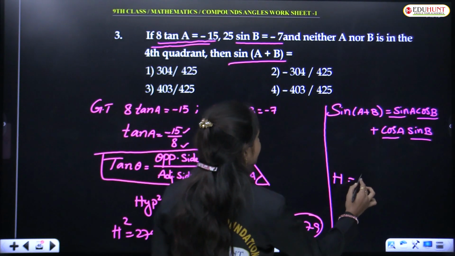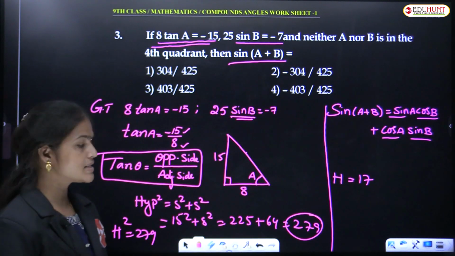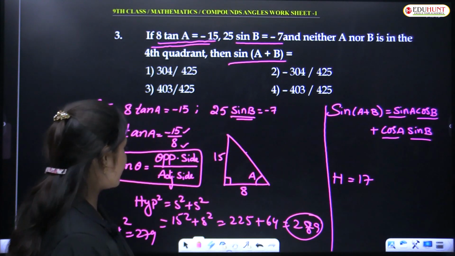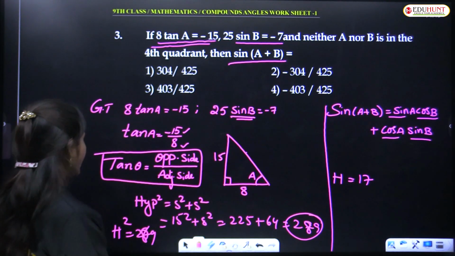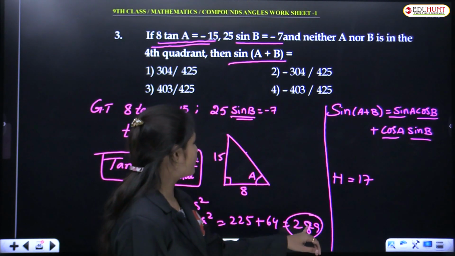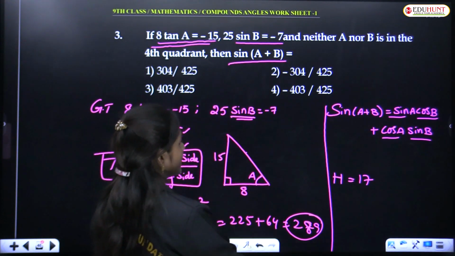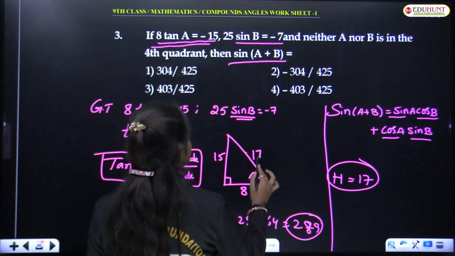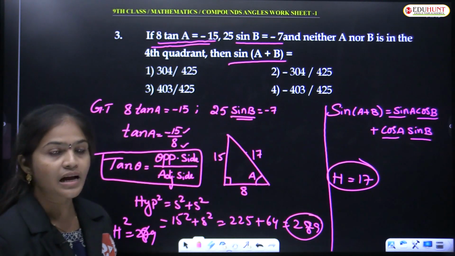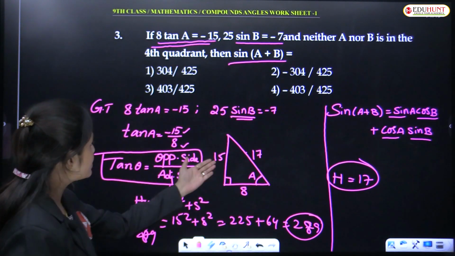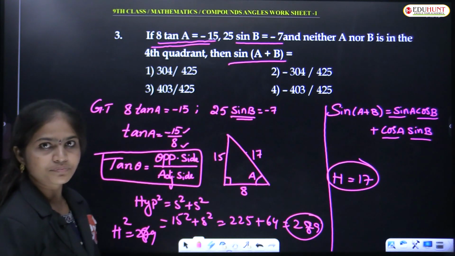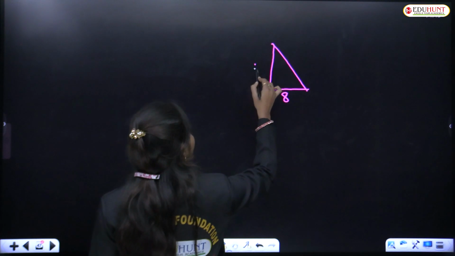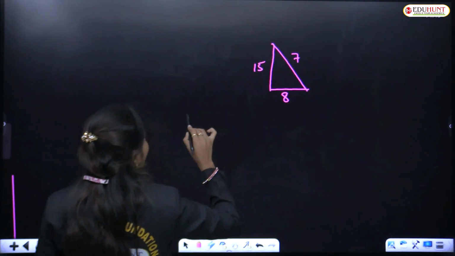Then the hypotenuse is equal to 17. 289. Okay, that is 289, not 279. Sorry for that. 225 plus 64 is equal to 289. So, its square root is 17. So, the hypotenuse is 17. So, by using this, here we have tan A written. Okay. So, this is 8, 15, 17.